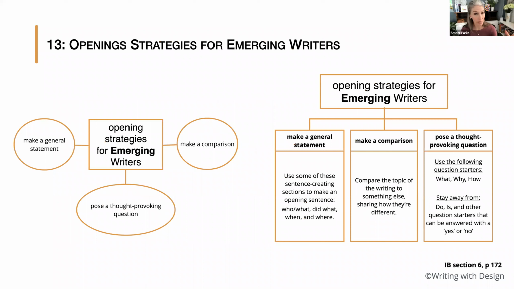Well, here's 3. We can make a general statement. We go through who or what did what, when, and where, those 4 components in a classifying design, those 4 branches. You can pose a thought-provoking question. So that's critical to remember, that it needs to be thought-provoking, in the sense that we don't just want to ask yes or no questions. And then finally is to make a comparison. So that's a closing strategy as well. And it can absolutely work really well as an opening strategy too, where we compare our topic to something else just to get us into our piece of writing.